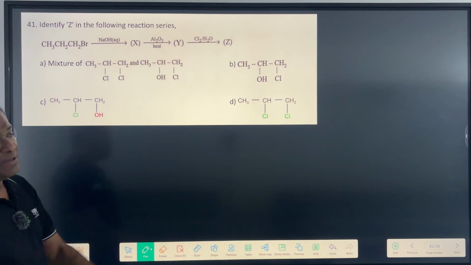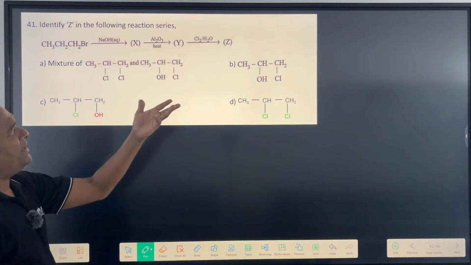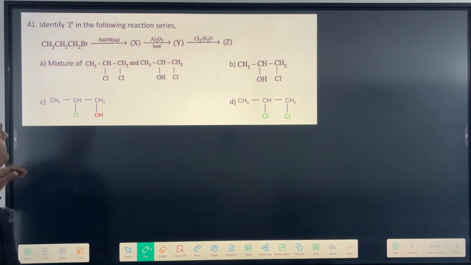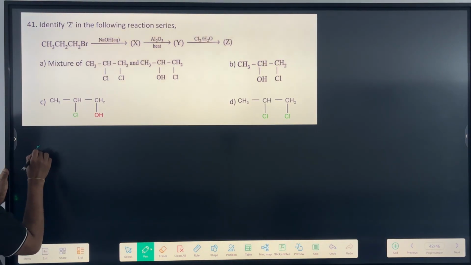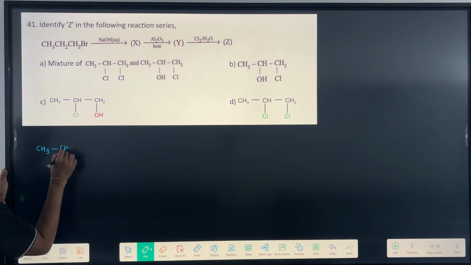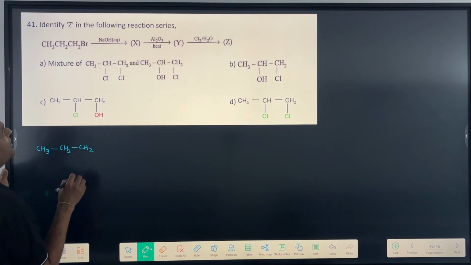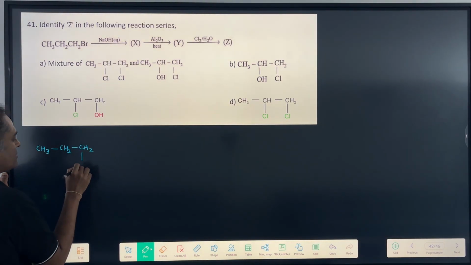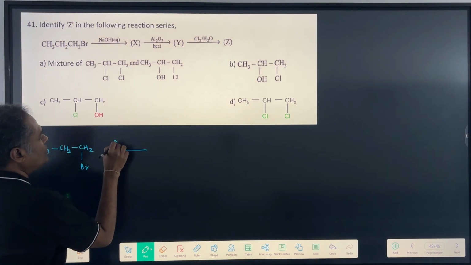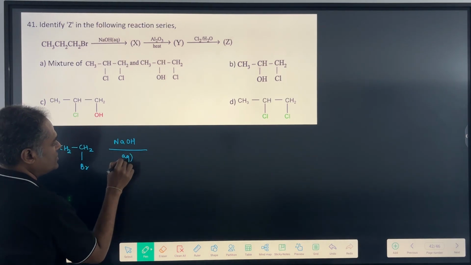Now, here, child, they have given some set of reactions, and they have asked what is X, Y and Z, or basically they have asked what is Z in the reaction. So, let's try to write it. Now, the starting material given to you is what? CH3, CH2, CH2, and they have given over here Br. Now, what do you have on the arrow, child? You have got on the arrow NaOH with aqueous condition, correct?